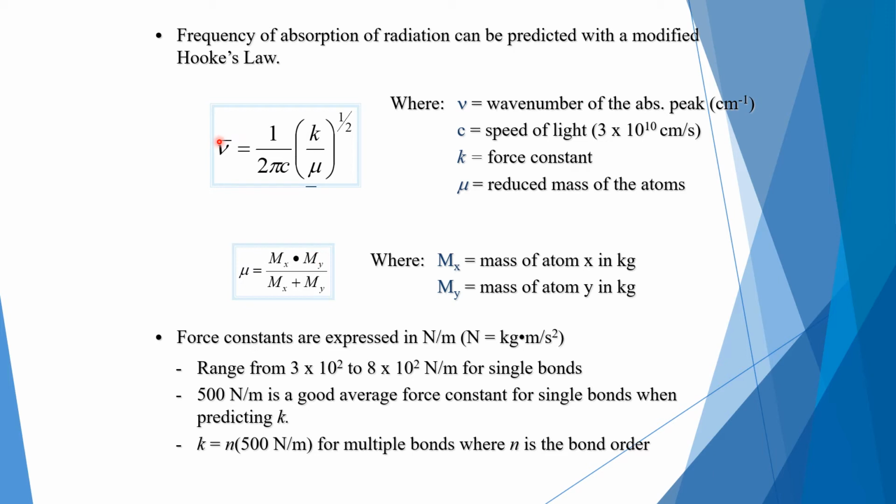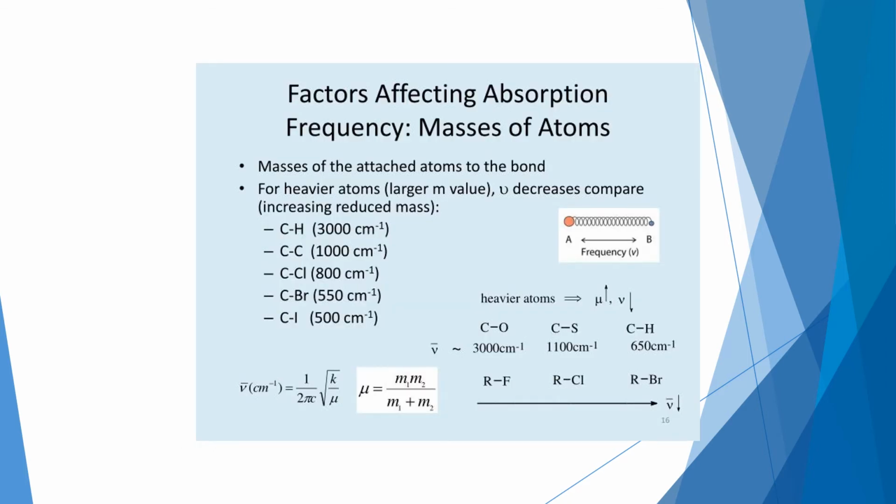So the frequency of this absorption of IR radiation is equal to 1/2 pi c root k by mu. The factors affecting absorption frequency. In the harmonic oscillator concept, we have already mentioned that the mass and force constant affect the absorption frequency. So in a similar way here also, we can see that the absorption frequency is directly proportional to the force constant and inversely proportional to the reduced mass.